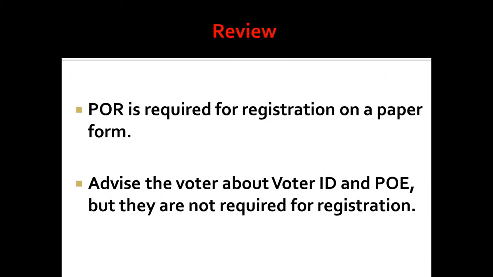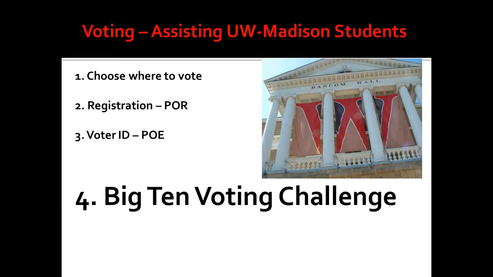To complete our review, POR is required when registering on a paper form. Advise the voter about voter ID and proof of enrollment, but they are not required to register. Let's move on to Part 4, the Big Ten Voting Challenge.